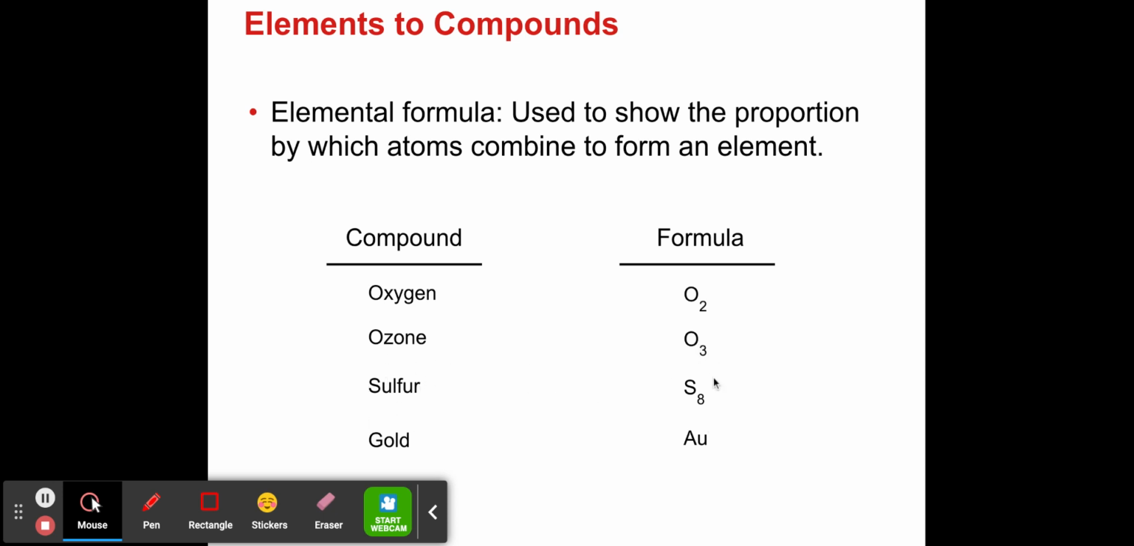And then sulfur is S8 because these are all symbols for those respective atoms, right? An atom of sulfur is represented by the symbol S. And so in order to form the element sulfur, you have eight sulfur atoms that come together. And then for gold, one atom of gold is enough to form the element gold.